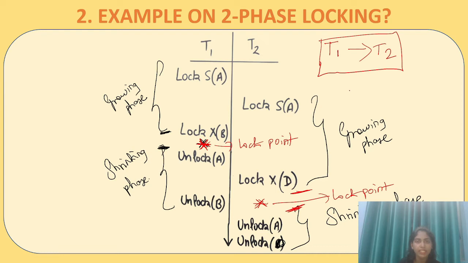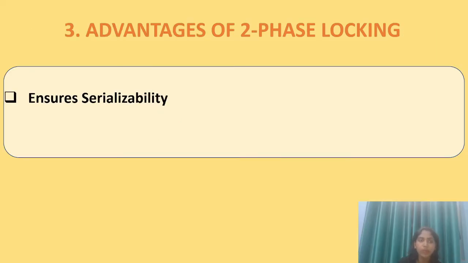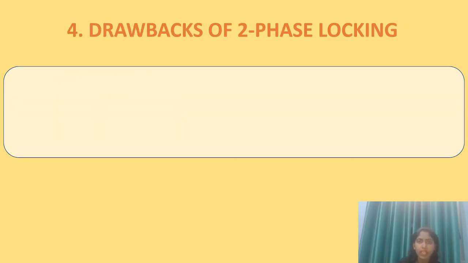100% serializability is achieved when you use two-phase locking because first you only acquire the locks and last you only unlock the locks. So here two-phase locking's advantage is serializability. It 100% ensures serializability. Your schedule will be serializable, no doubt in that. Now, what are the drawbacks of two-phase locking?